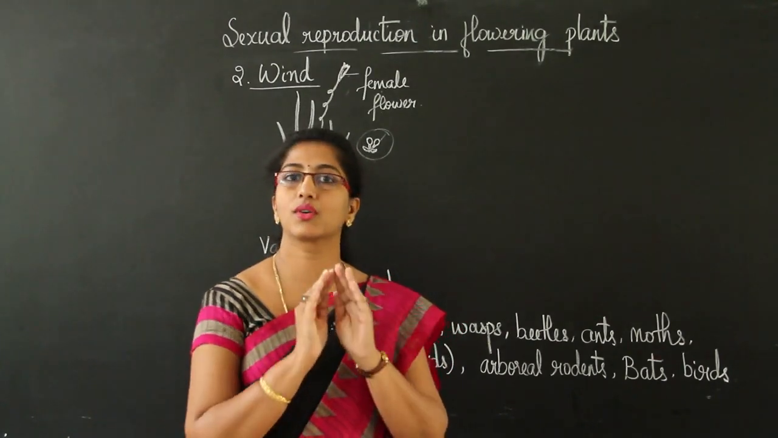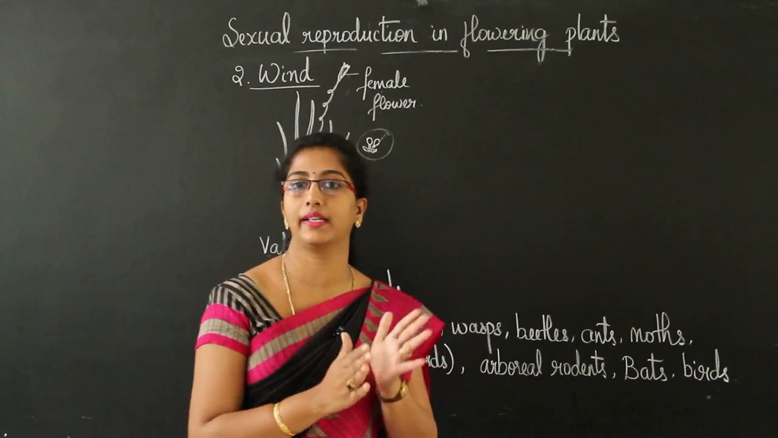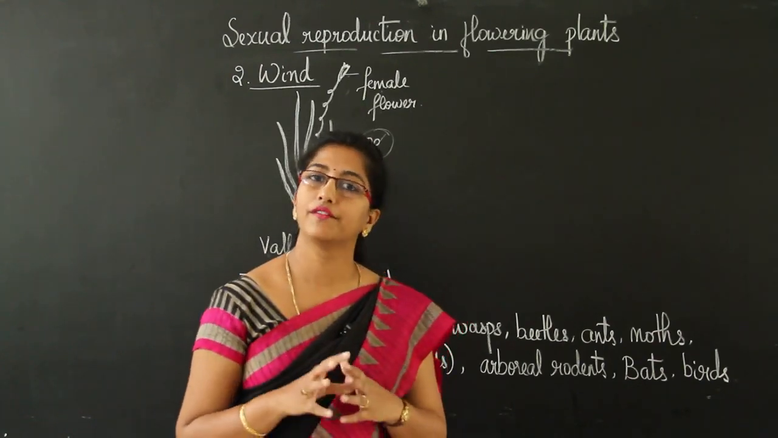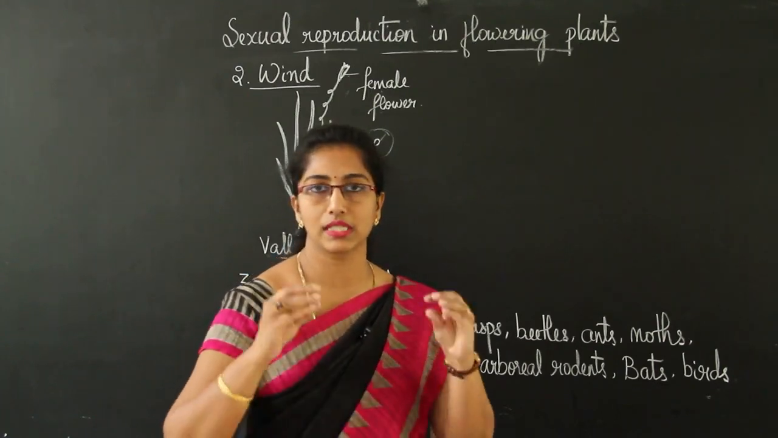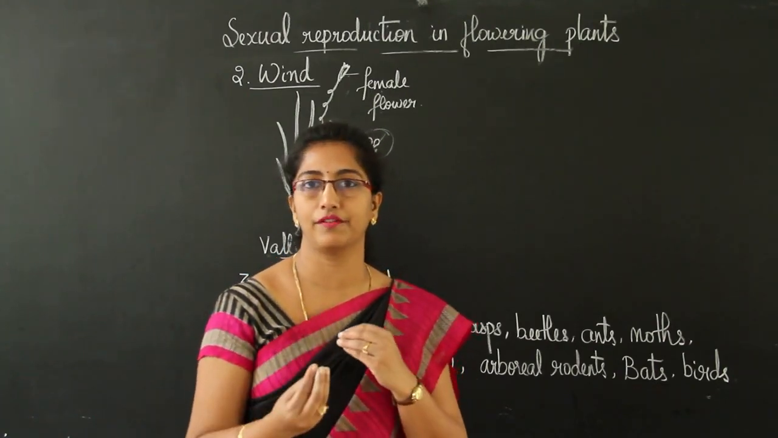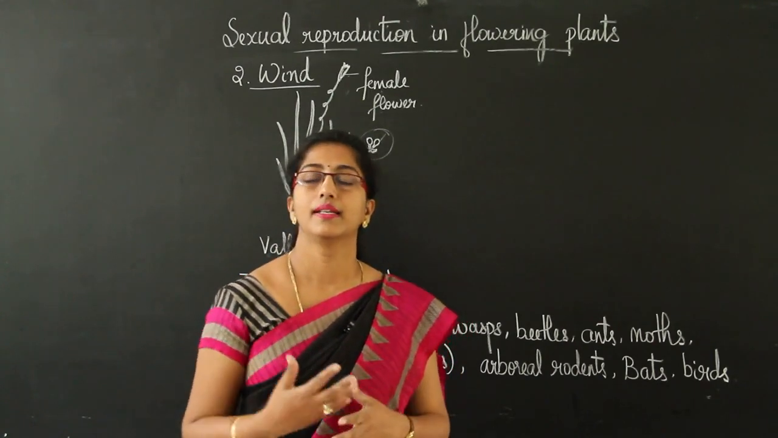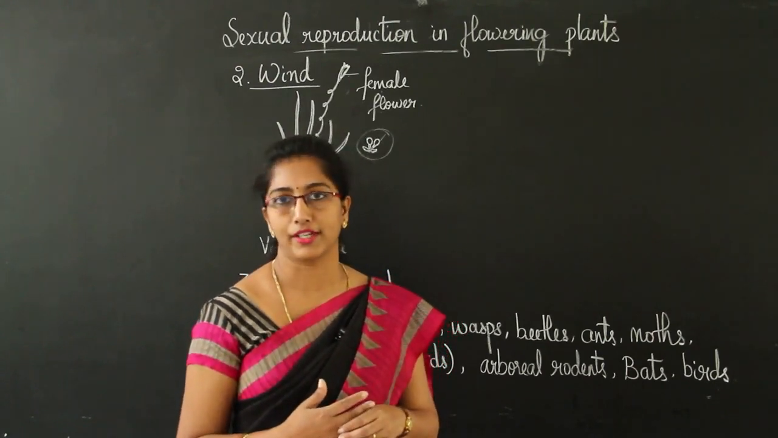So the mucilage coating over these pollen grains is to avoid wetting of the pollen grains in water. So this is also an adaptation we find to survive in this habitat. So this is about water pollination.